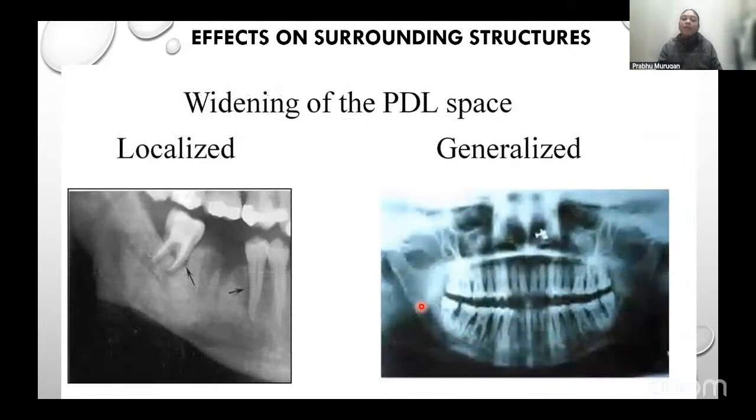Okay, apart from that, it is important to notice the PDL, that is your periodontal ligament. There can be localized widening because of any lesion to one particular tooth, that is odontogenic pathology. That particular tooth alone can have a localized PDL widening, or there can be generalized PDL widening in case of any kind of endocrine abnormalities or other generalized abnormalities.